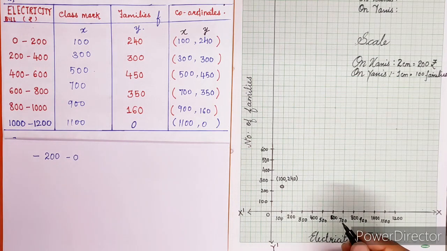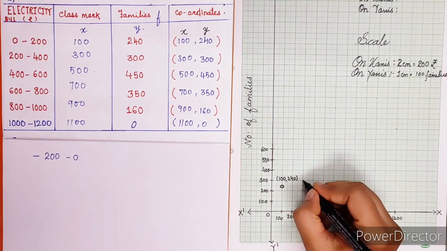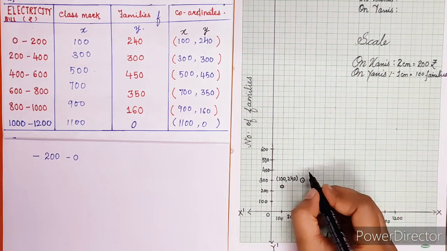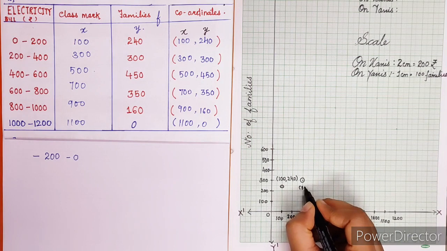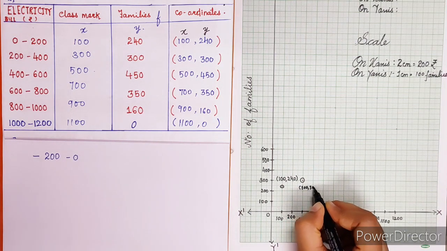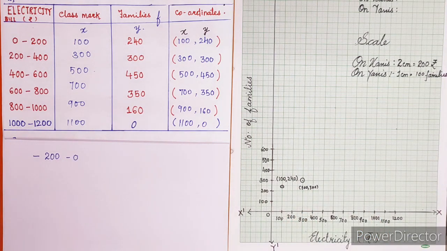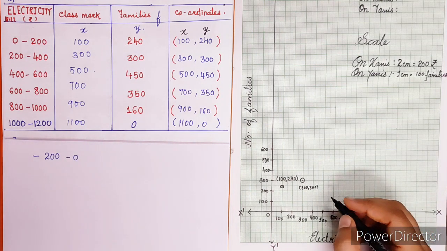Now coming to the second, it is 300, 300. So coming from the x-axis and marking it, 300, 300. Now your third coordinate is 500, 440.